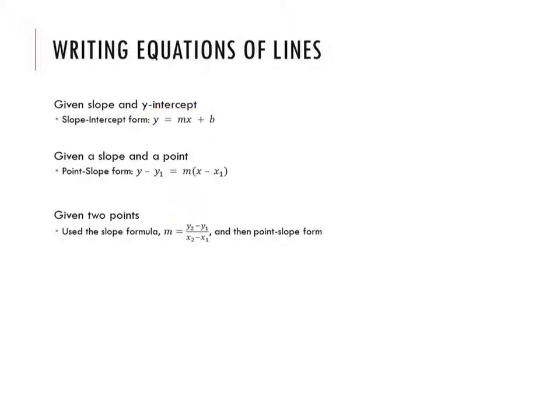So for instance, if a problem tells you m equals 3 and b equals 7, then you just really quickly write y equals 3x plus 7, and you're done. So if you are given that information, that's the quickest method to writing an equation.